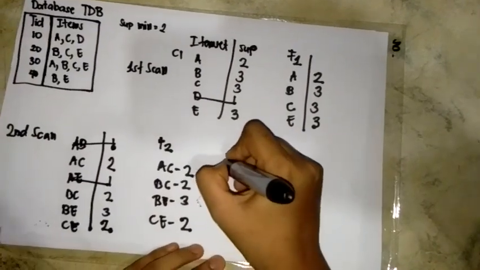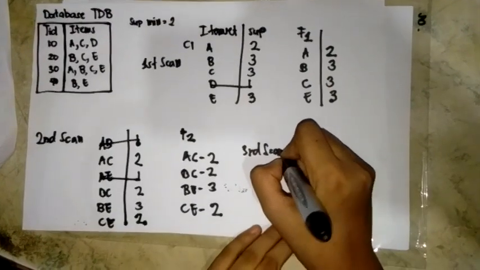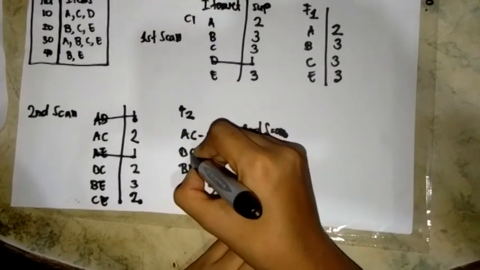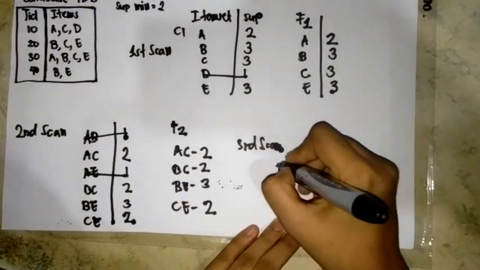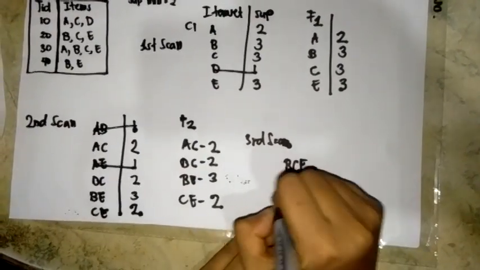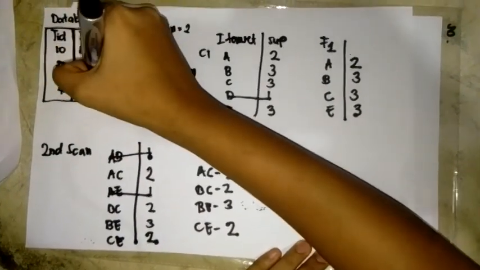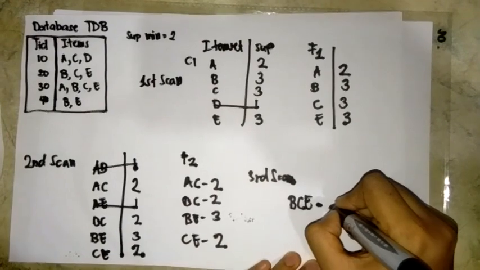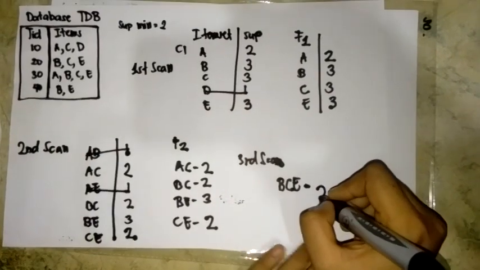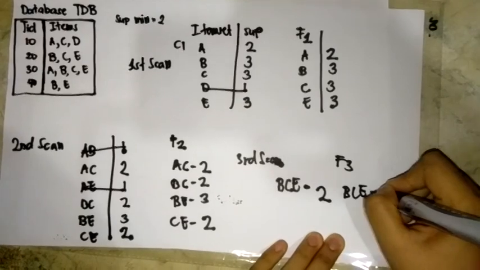So let's do the third scan. There is only one item set, which is BCE. So let's determine how many BCE in the transaction. So 1 and 2. So the frequent item set is BCE.